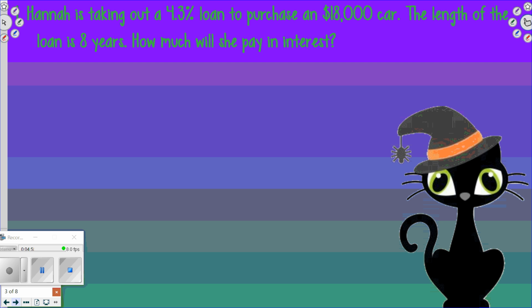So, do I go back to my green paper? Do I have to go with the formula, or can I use the table? I have to go formula. The table does not have 4.3% listed on it. Okay, so we have to go to the formula.